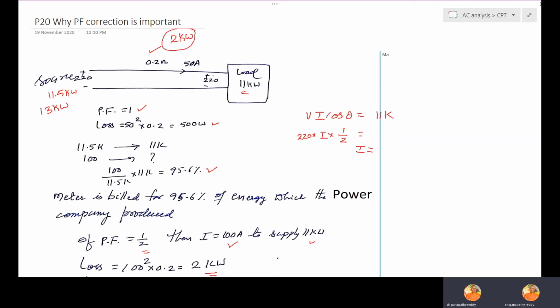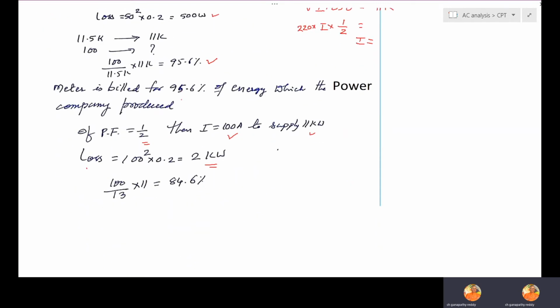So what is the conclusion? As the power factor is decreasing, more current is flowing to supply the rated power. Because of more current, more losses are occurring. Therefore, the efficiency of the billing is reducing. So the company will get the loss.